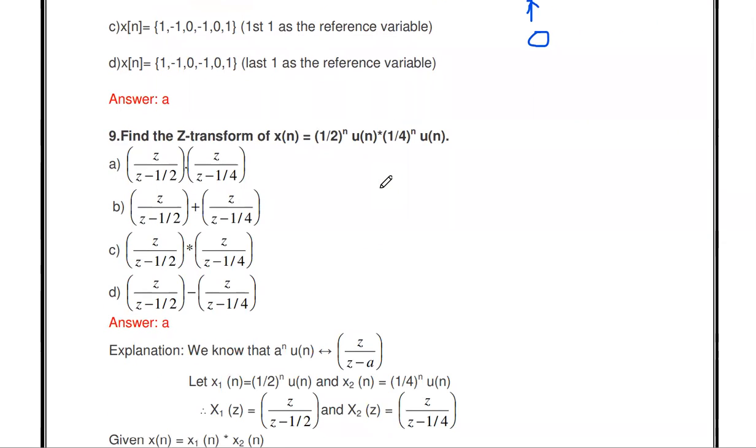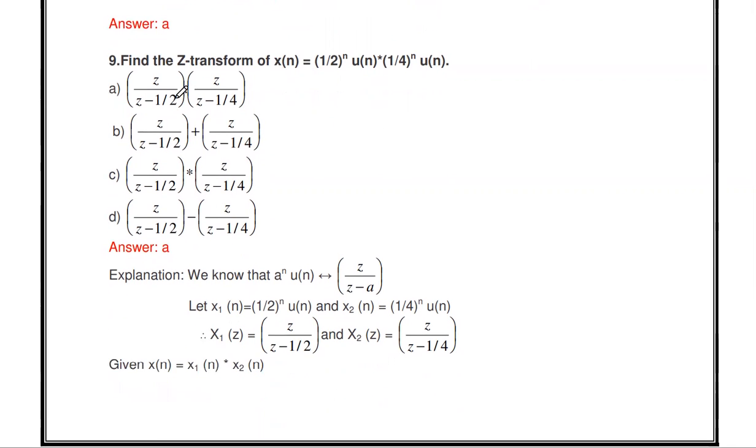Okay, similarly, we have to solve it for inverse Z transform problems. Then the next question: find the Z transform of x of n equal to (1/2) to the power n u of n convolution with (1/4) to the power n u of n. Here we have to find the Z transform of the convolution of the two sequences.